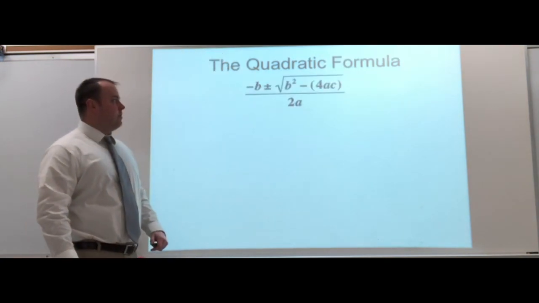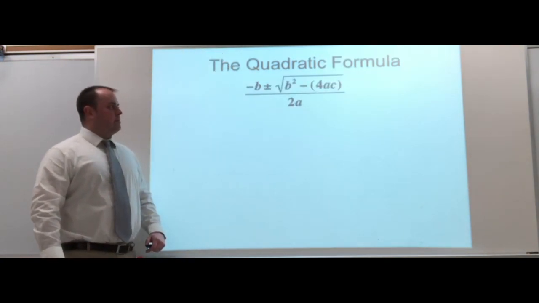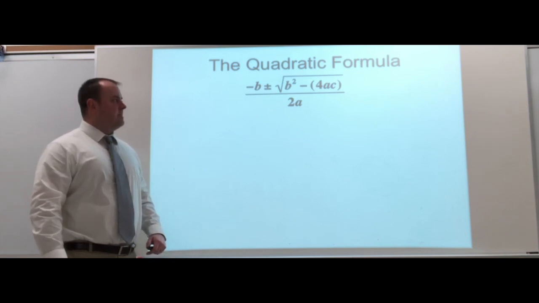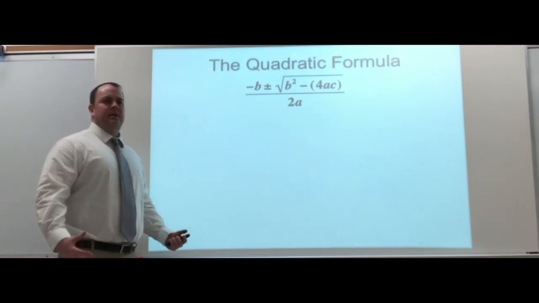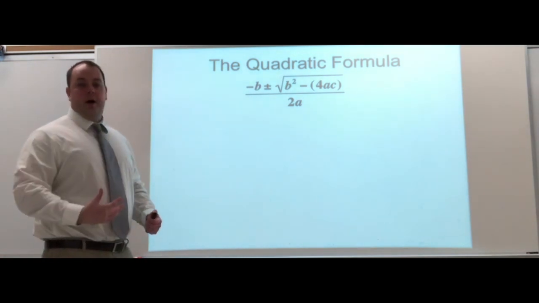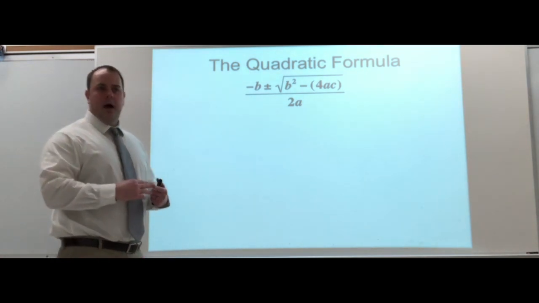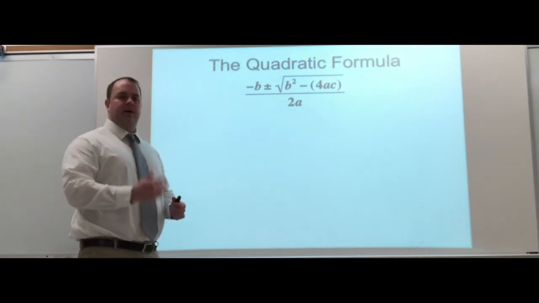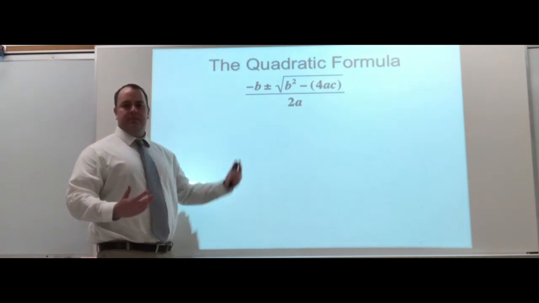For the quadratic formula, x equals negative b plus or minus the square root of b squared minus 4ac, all divided by 2a. I like it the best because it is a surefire way. No matter how many x's you see, you can identify your a, your b, your c, plug in, and then solve.